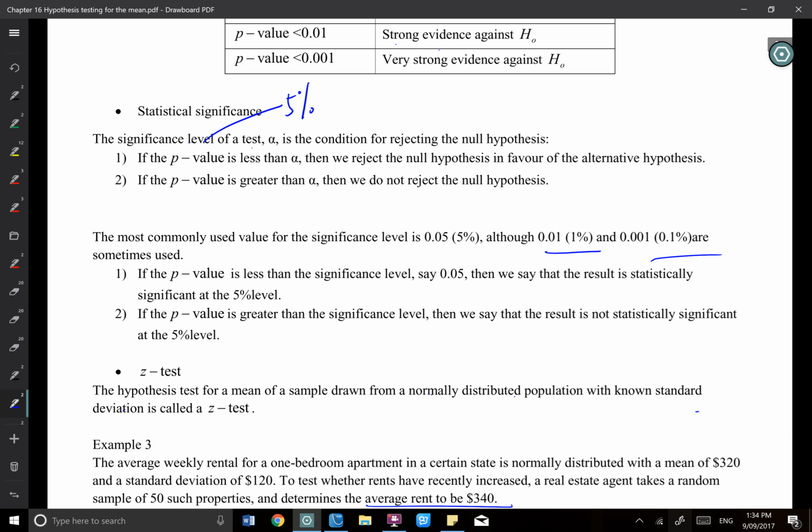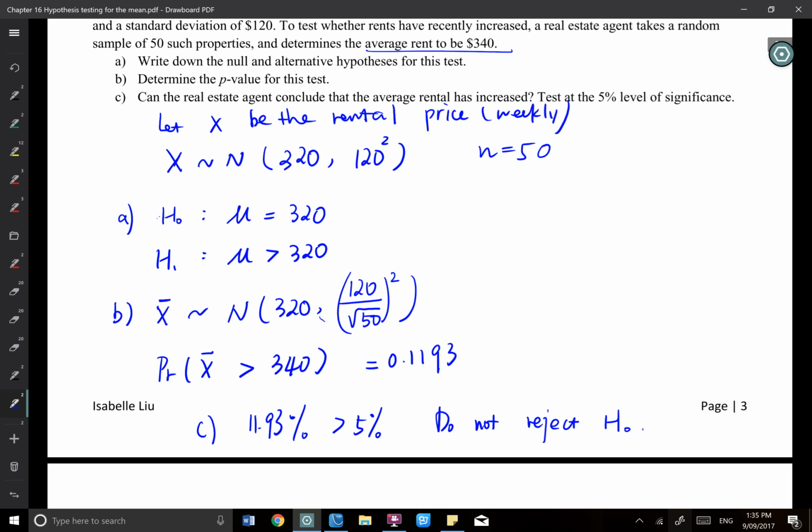Okay, the distribution again. So how do we calculate the distribution for x bar? X bar has the normal mean mu, and the standard deviation is the normal standard deviation divided by the square root of the number. That's the x bar distribution, and the x bar distribution always follows that.